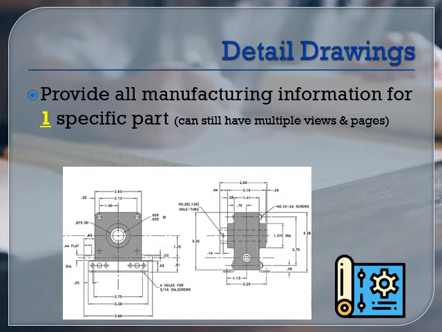In lesson 5, we talked about 2 different types of drawings. The first was a detail drawing. So a detail drawing gives you all the necessary information to manufacture one part. You can have multiple pages, multiple views of that one part, but it's just to manufacture one part and in any quantity of that part that you want.